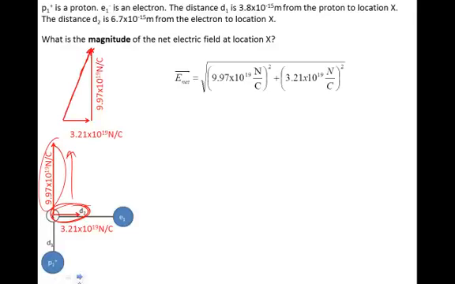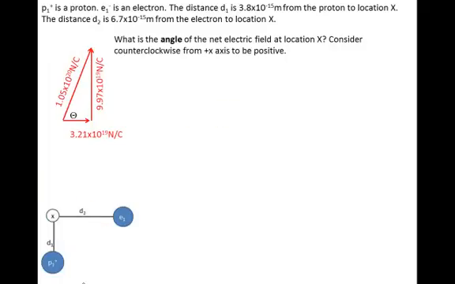So because that's the hypotenuse of a right triangle, we can use a Pythagorean theorem and solve for the net electric field there, and we get 1.05 times 10 to the 20 newtons per coulomb. So that is our new electric field strength. That's a net electric field.